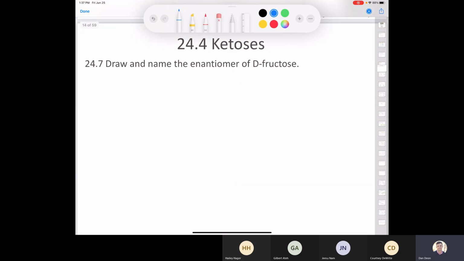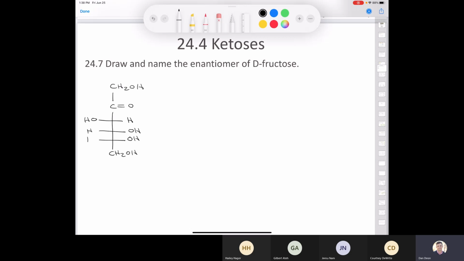Anyhow, here it says draw and name the enantiomer of D-fructose. Now, again, this is one of those questions where I don't expect you to be able to regurgitate the structure of D-fructose off the top of your head. So I would give you that structure, but I'm just going to write it down here quickly, and then we'll draw the enantiomer. And I already showed you how to do this earlier today. So here is D-fructose.